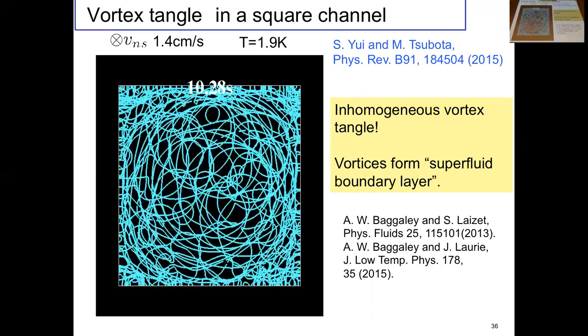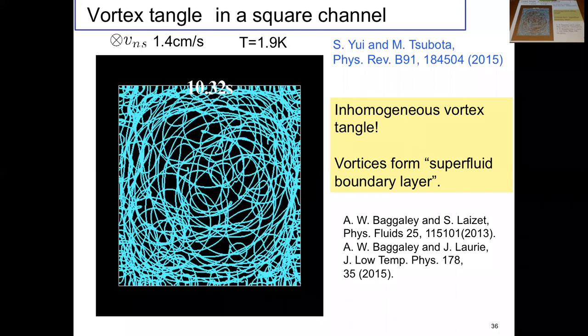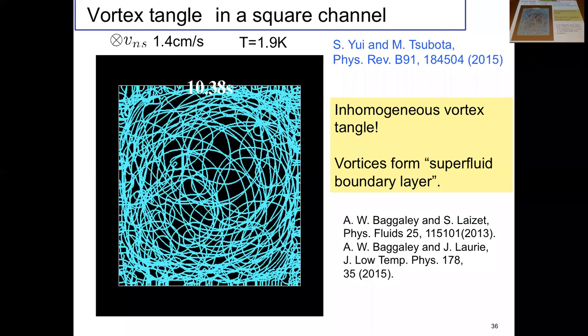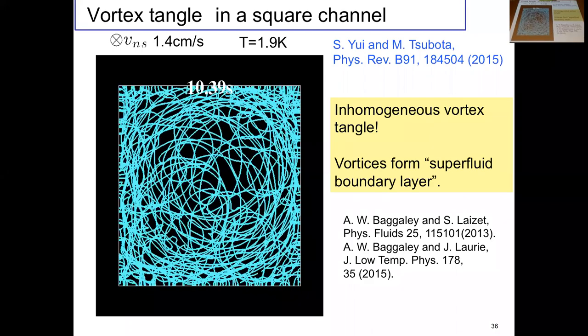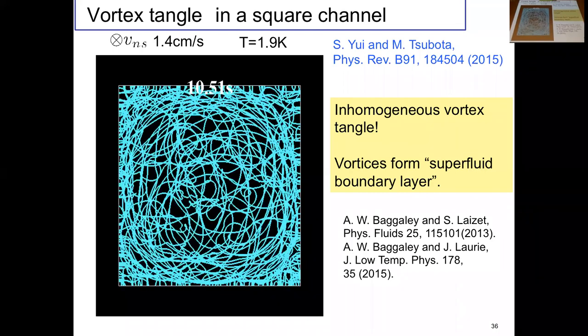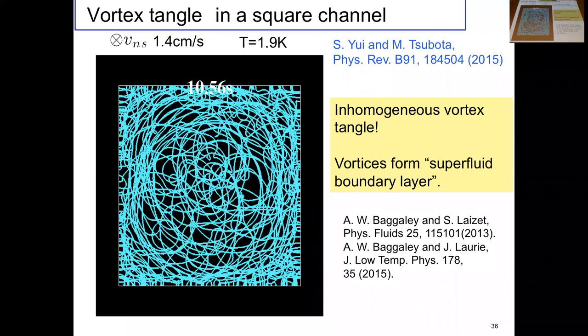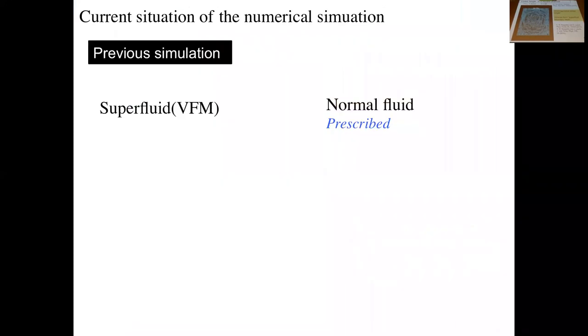And the vortices seem to form some superfluid boundary layer near the wall. Similar calculations were performed by Andrei Baggaley's group before our research, but they mostly considered the parallel plates case. So the current stage of the numerical simulation is something like that.